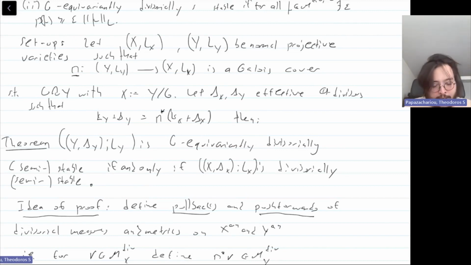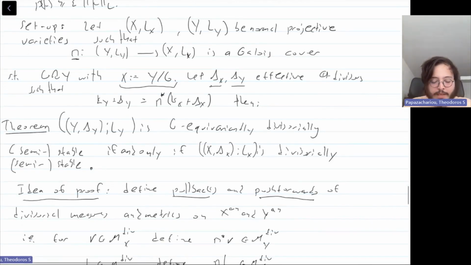And what I mean by that is essentially I have an action of G, a Galois group, on Y, with X being the quotient of this action. And I have two effective divisors, which I name Δ_X and Δ_Y, a divisor on X and a divisor on Y respectively. These are effective Q-divisors such that K_Y plus Δ_Y is the pullback along this map of K_X plus Δ_X.